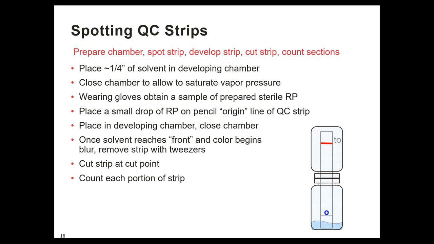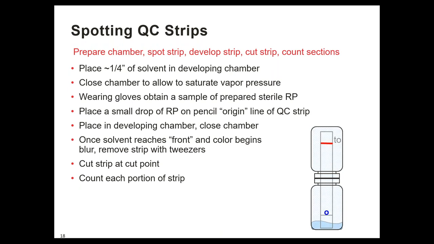That's, in summary, the process of radiochemical purity testing. So you put a small volume, about a quarter inch of solvent in that chamber. Close the chamber if it's an organic solvent so it can saturate the vapor pressure. Wear gloves so you don't get the oils from your fingers onto the paper. Of course, you're playing with radioactivity, you should have gloves on anyway.